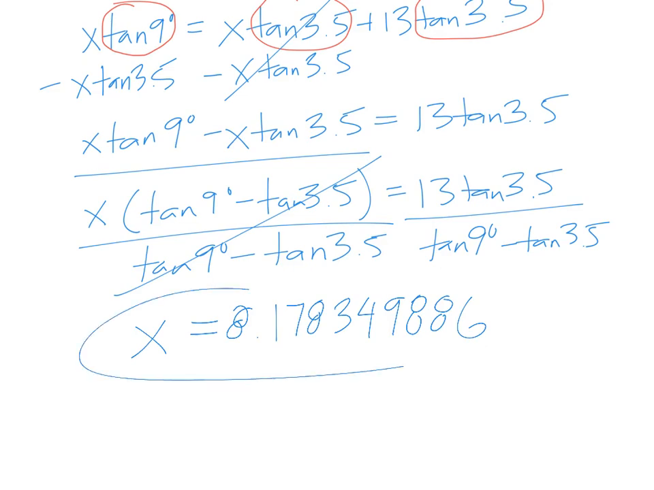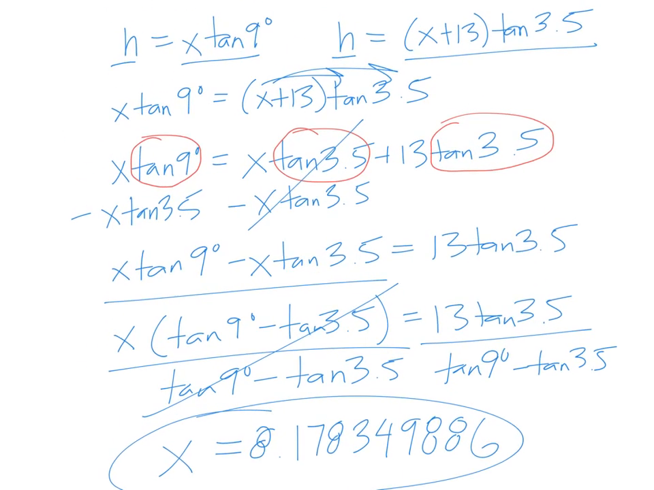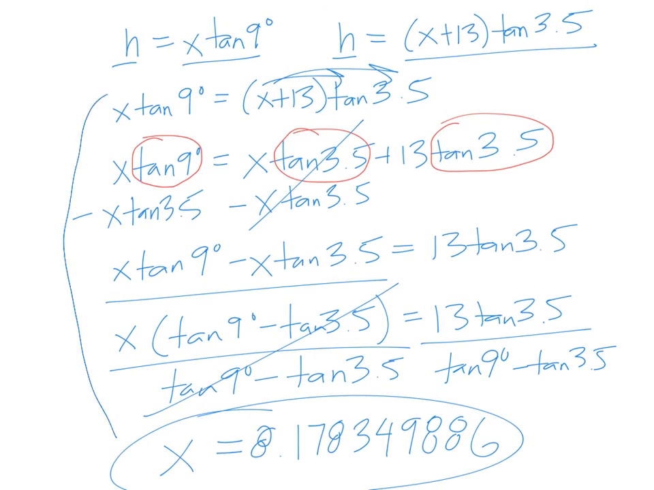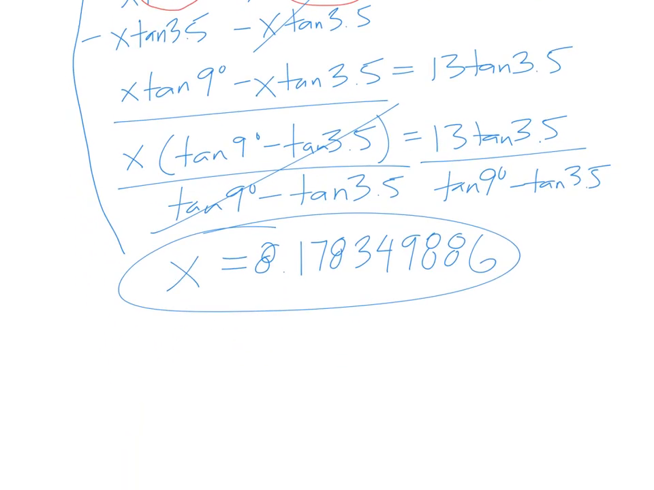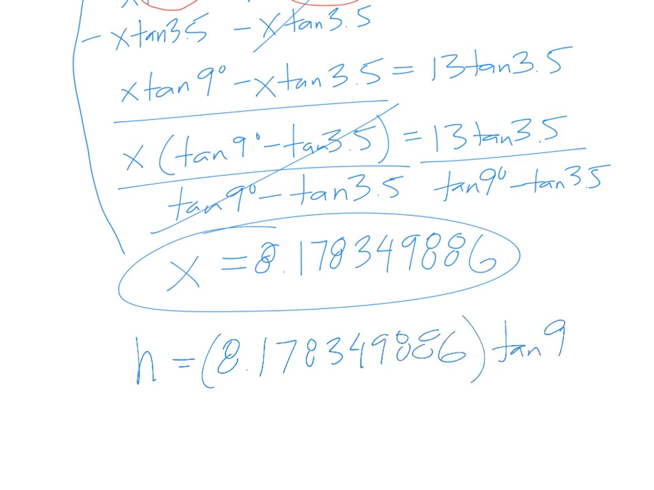Now I'm going to take this and plug it back in to what we have up here. So I have h is equal to x, which is 8.178349886, times tangent of 9 degrees. And I get my height, which is 1.295, rounding off at the third decimal place. And we're working with miles.